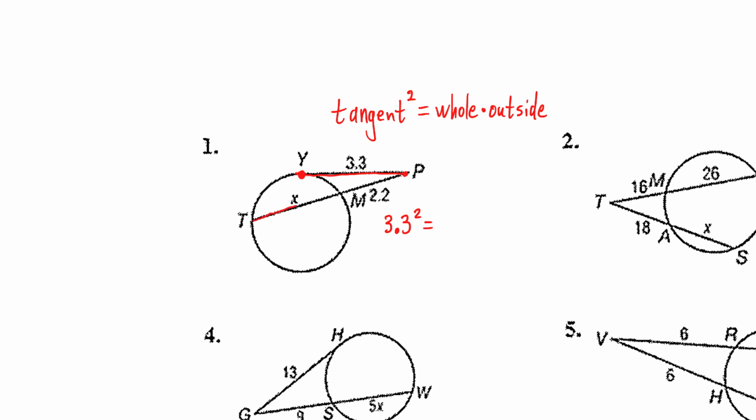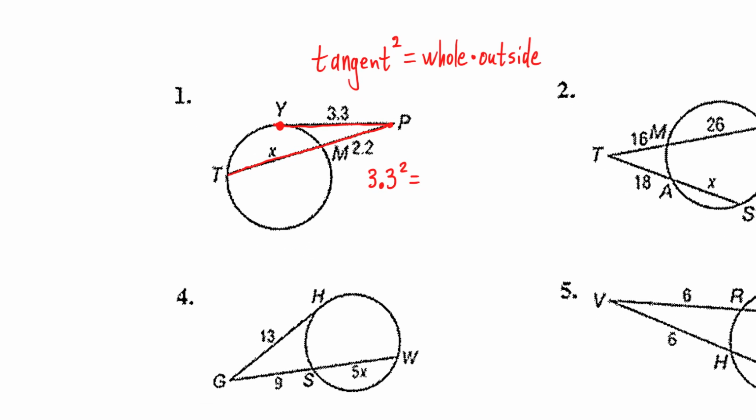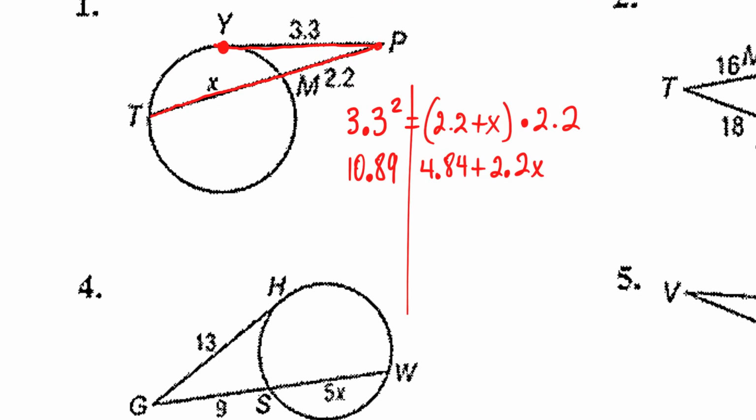How long is this whole thing? 2.2 plus x. Times, how long is the outside piece of that segment? 2.2. So 3.3 squared is 10.89. 2.2 times 2.2 is 4.84, times 2.2x, or plus 2.2x.